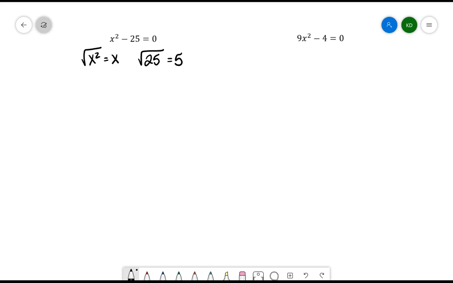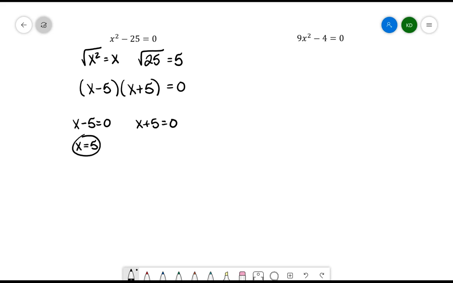A difference of squares will always have 2 factors that are very similar. One will have subtraction and one will have addition. So the first one we can have is x minus 5. The second one would then be x plus 5. And we're going to set that equal to 0. Next, we're going to follow the next steps just like we did before. We're going to take each factor and set it equal to 0 separately. And then here for the first one, add 5 to both sides. We get x equals 5. Subtract 5 from both sides for the next one, and we get x equals negative 5.